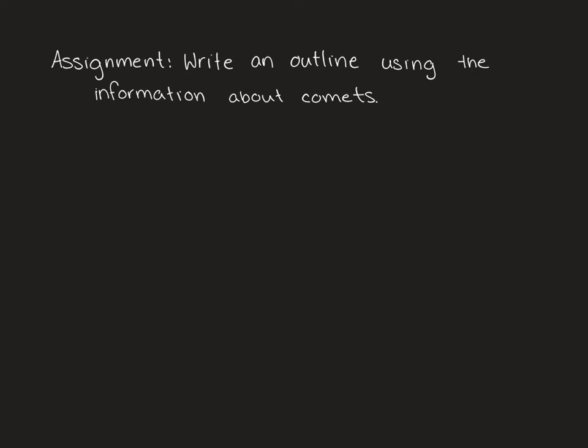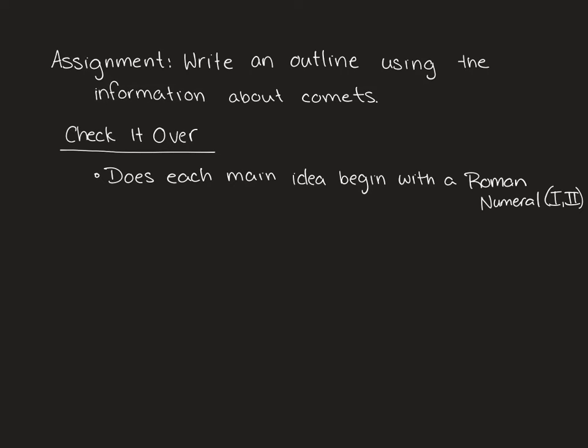So your assignment for this activity is to write an outline using the information they have provided you about comets. When you are finished, there are several things that they want you to check. The first thing they want you to check for is that each main idea begins with a Roman numeral. So this is where we're using the I's and V's and X's to write the numbers. And they've asked you to try and find 5 main ideas.